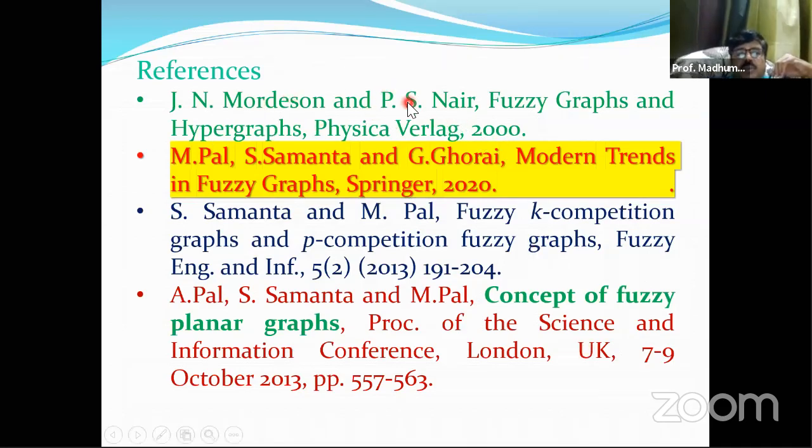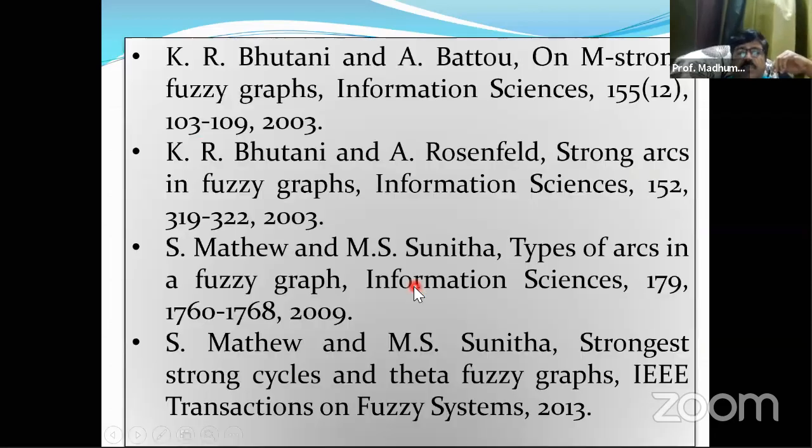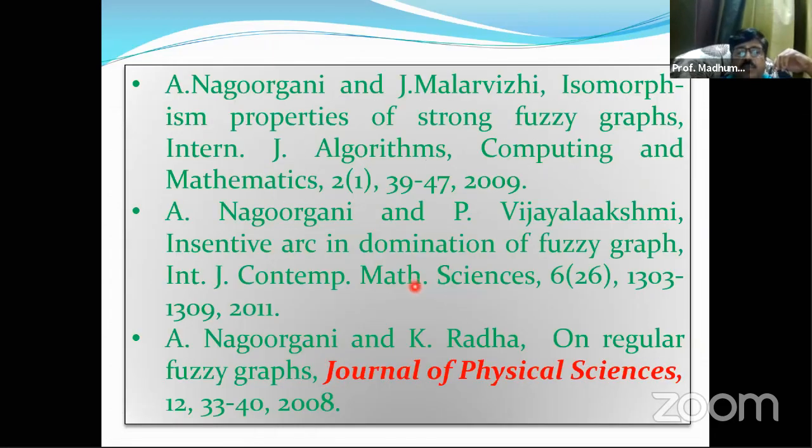They have published a lot of papers on fuzzy graph theory. These are our books, Modern Trends in Fuzzy Graph Theory and Fuzzy Graphs, published in 2020, by myself, my students, and another student. And these are our other papers on fuzzy graphs, computation graphs, like that.